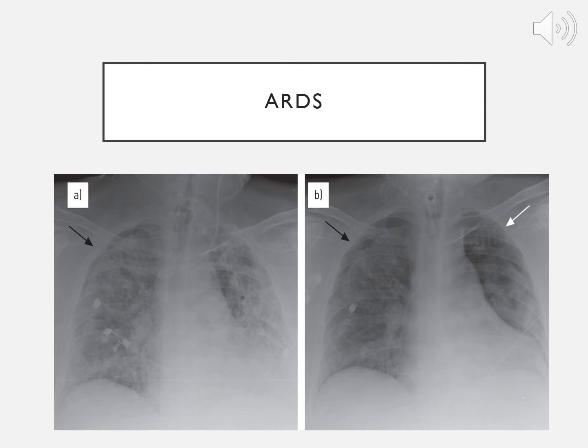ARDS, acute respiratory distress syndrome, wet lung, respiratory distress syndrome. How does it appear on X-ray? Oftentimes the same as pulmonary edema. It has the same appearance as congestive heart failure would. You'll have widespread opacities, infiltrates, haziness appearing. You cannot differentiate ARDS from congestive heart failure or cardiogenic pulmonary edema by chest X-ray alone.